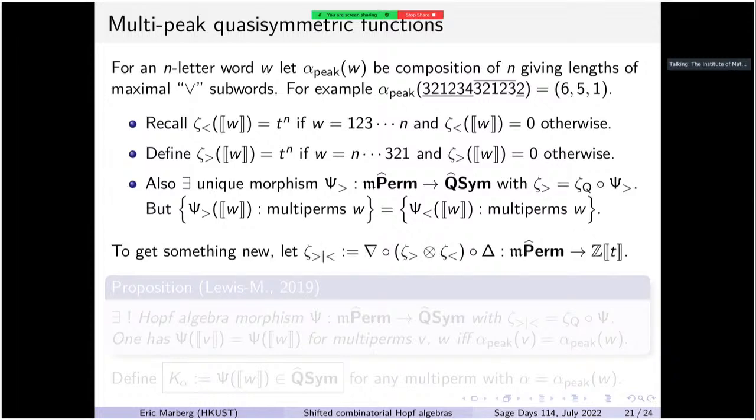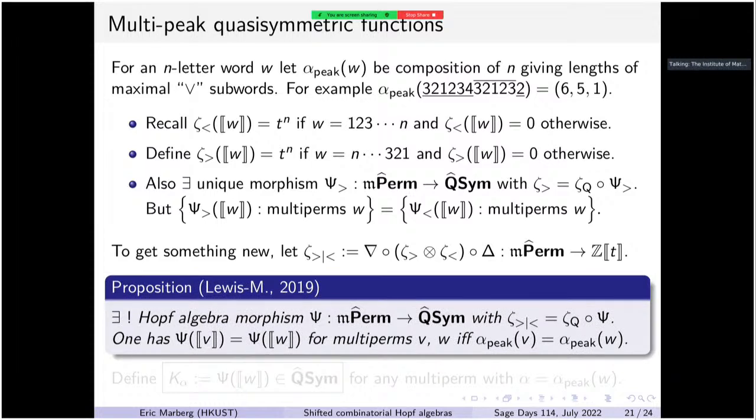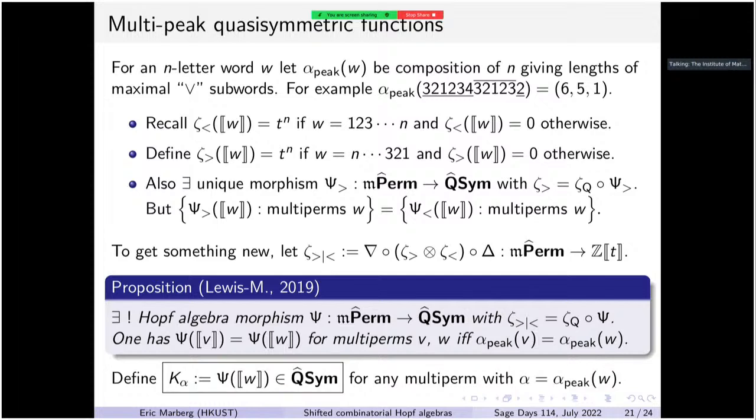So if you want to get something new, we will combine these two characters by this natural kind of product that exists for linear maps from a Hopf algebra to formal power series. We compose the coproduct with the tensor of these two with the product. And then what turns out to be true is that there's a unique Hopf algebra morphism that satisfies this relation with this character, and it sends multi-permutations to the same thing if and only if they have the same peak composition like this. So we can define these K alphas to be the images of multi-permutations under this unique morphism.